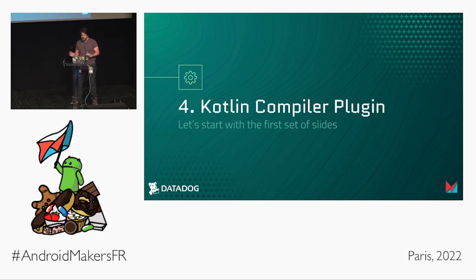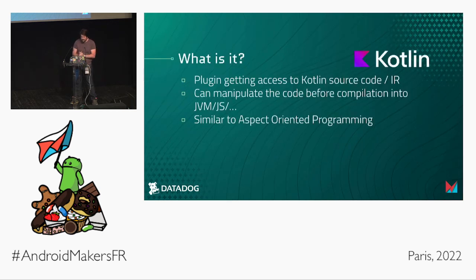Finally, I'm going to have a quick talk about Kotlin compiler plugins, which is basically, as you know, something that you can add to the Kotlin compiler. So you all know Kotlin, obviously. And a Kotlin compiler plugin gets access to either the Kotlin source code or the IR, which is the internal representation of the code once Kotlin did analyze the source code. And from this, you can manipulate whatever you want.